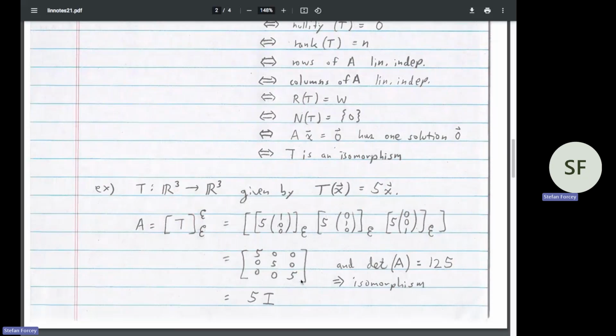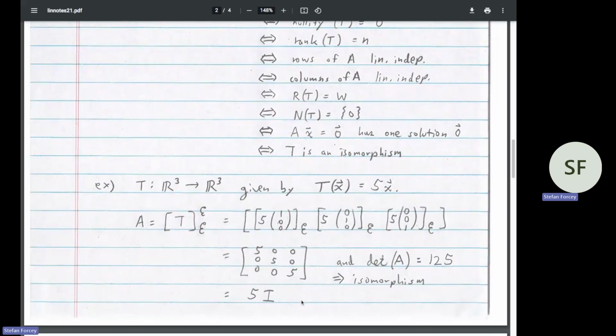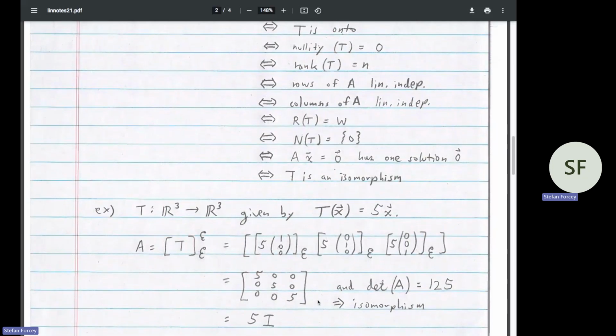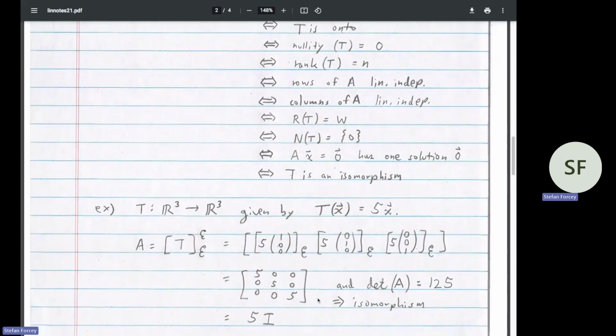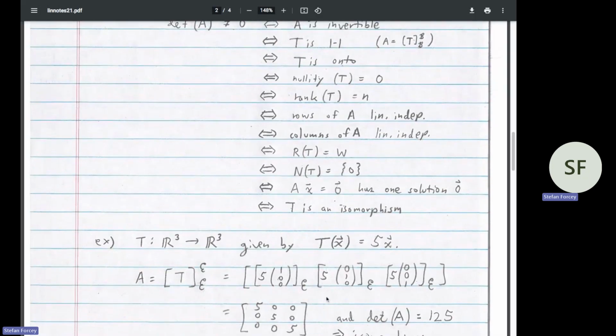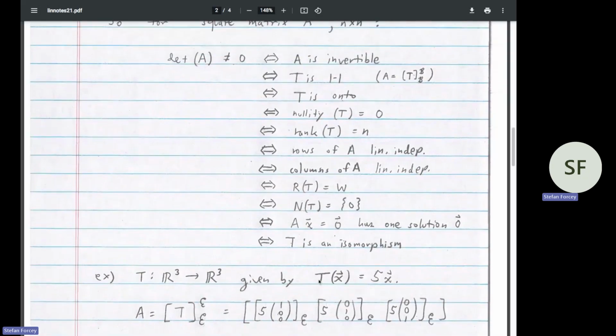And if you take the determinant, it would be 5 times 5 times 5 equals 125. So A is an isomorphism. It's interesting to note that the matrix is 5 times I. And we get all of those things true. A is 1 to 1, onto, the null space is 0, the range is all of R3, and A is invertible.